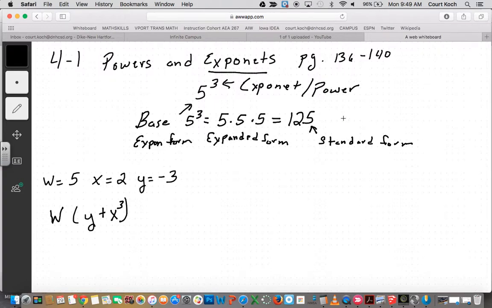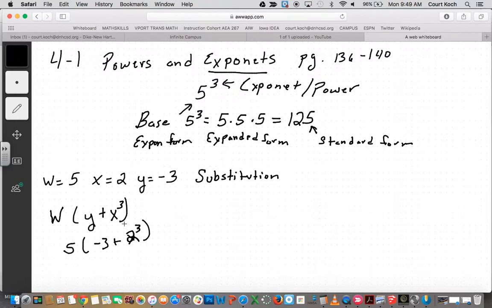So then once we understand this, we can plug numbers in and solve. Remember, this uses substitution, rule of substitutions. Variables for numbers, so W is going to be 5. First thing I do is rewrite that problem. -3 plus x, or excuse me, 2 to the third power.